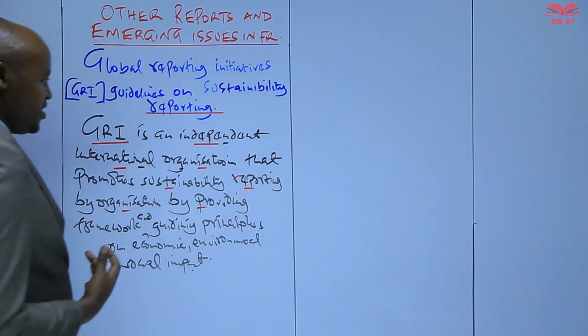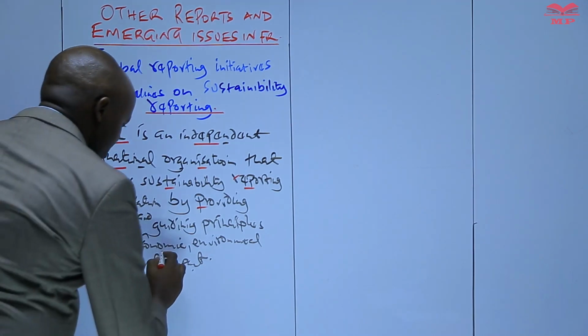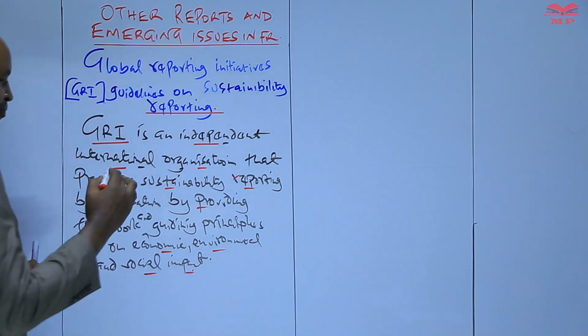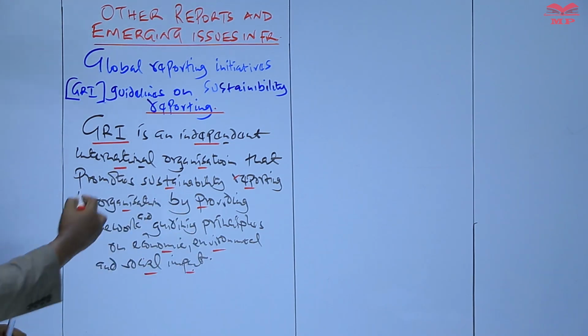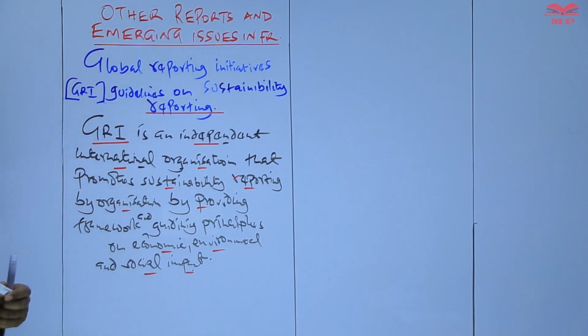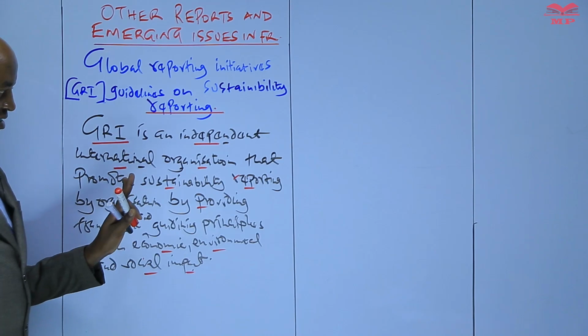And this particular organization promotes sustainability reporting by doing what? By providing guidelines, or guiding principles and also frameworks, to guide the organizations whenever they are reporting on these three aspects: the economic, the environmental, and also the social impact. So what is the impact of the organization on the economy, on the environment, and also on the society? So this particular organization advocates or promotes that, and it promotes sustainability reporting by providing the framework to be followed by the organizations on sustainability reporting.